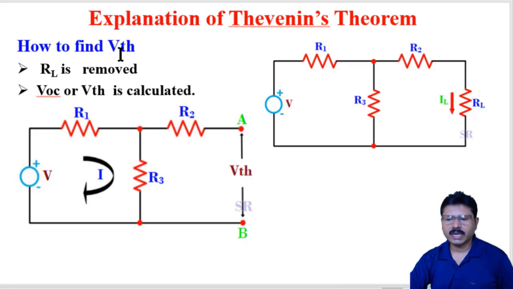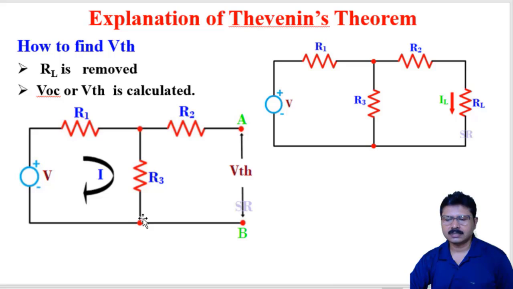To find VTH, we remove this RL and find the potential at point A with respect to point B. No doubt we will find the potential at point A with respect to B, because B is the reference point. Here, as this is an open circuit, no current is flowing through this path, meaning through this resistance. So the potential at A will be equal to the potential at this point. So the potential at this point with respect to this point is the VTH.